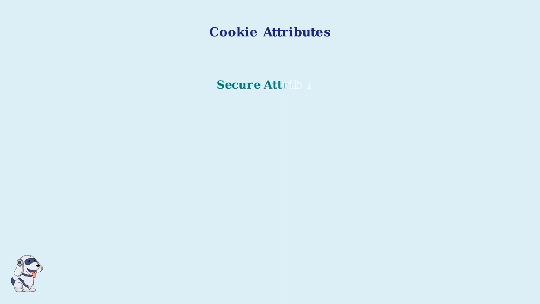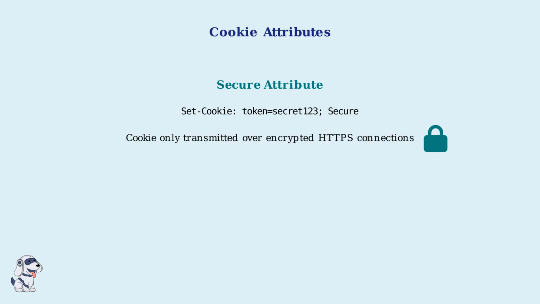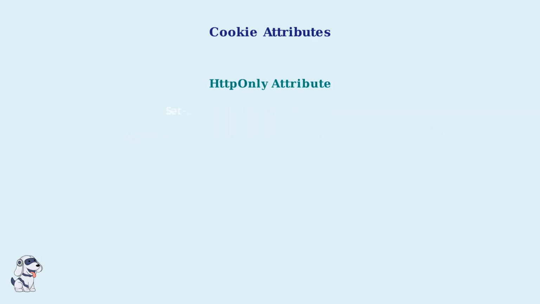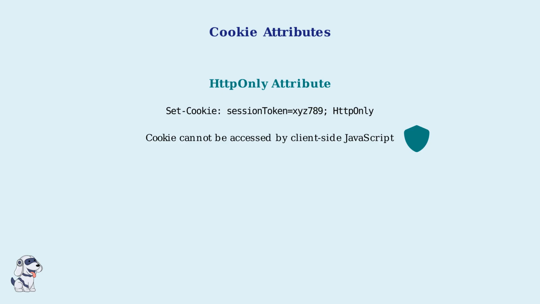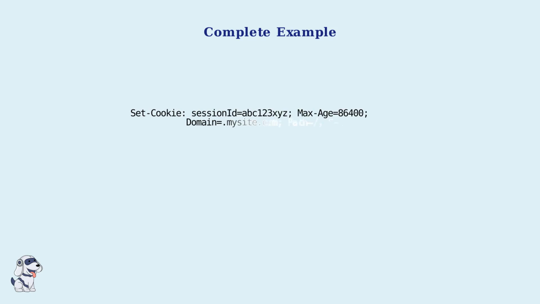The Secure attribute ensures the cookie is only sent over HTTPS connections, providing protection against network eavesdropping. The HttpOnly attribute prevents JavaScript from accessing the cookie, providing protection against cross-site scripting attacks. Here's a complete example combining multiple attributes. This creates a secure session cookie that expires in 1 day and is only accessible via HTTPS.